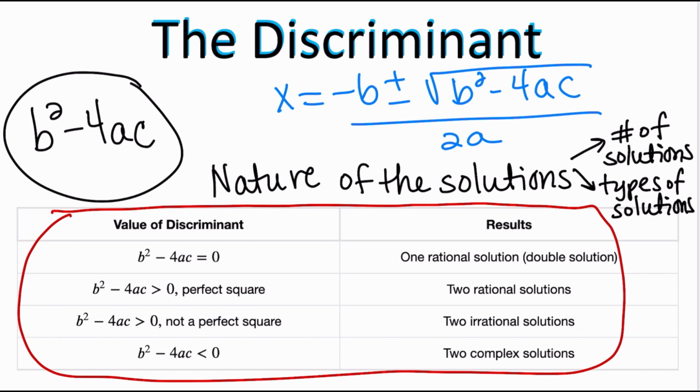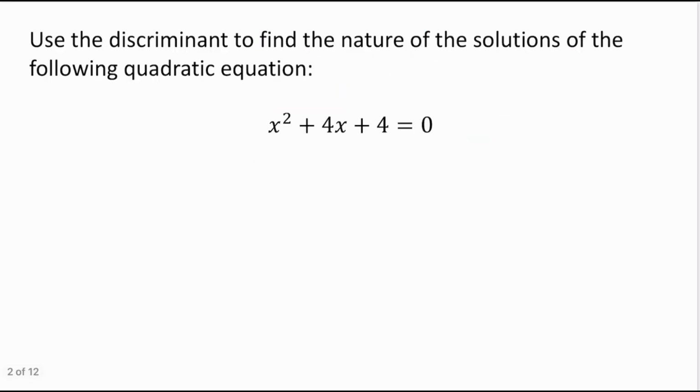And if the number comes out to be negative, then you know that you're going to end up with two complex solutions. So let's go ahead and look at some of these examples. Use the discriminant to find the nature of the solutions of the following quadratic equation. x squared plus 4x plus 4 equals 0. This is written in standard form. Standard form of a quadratic equation is ax squared plus bx plus c equals 0.